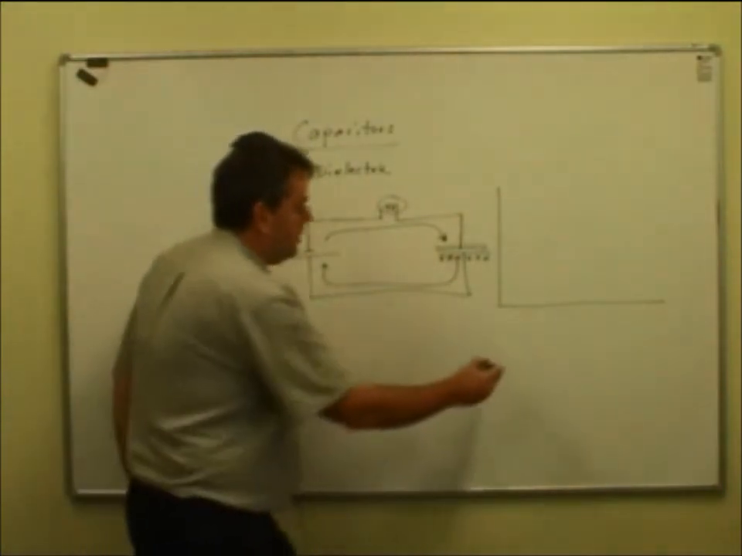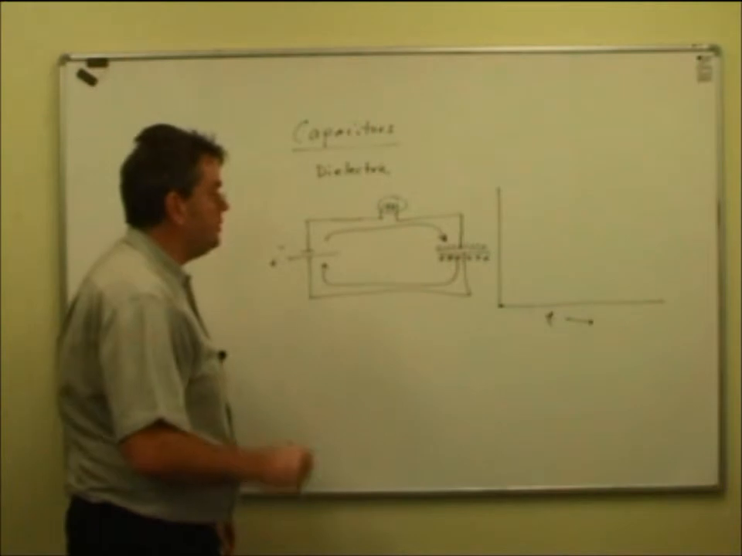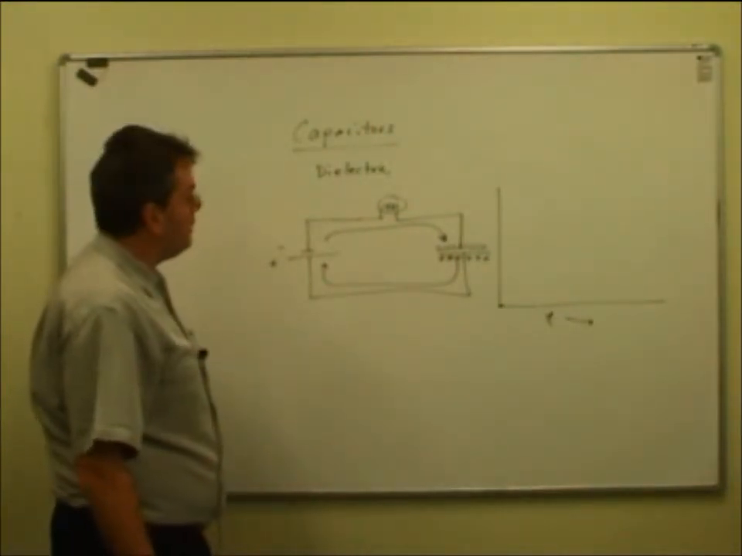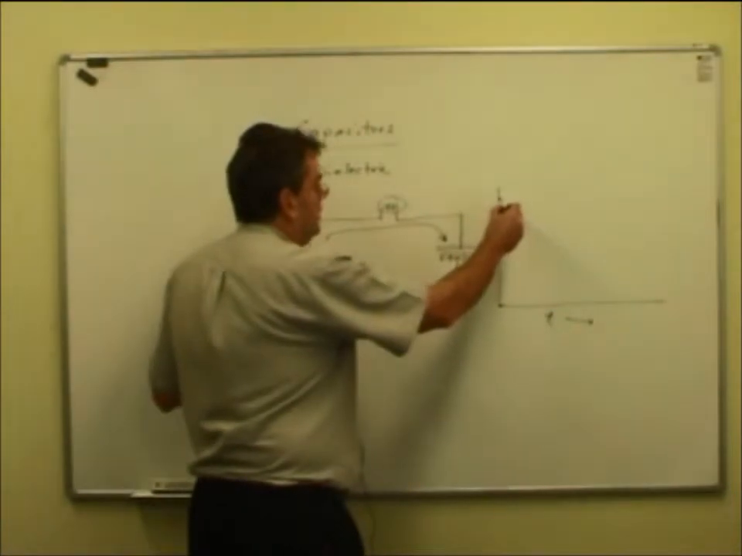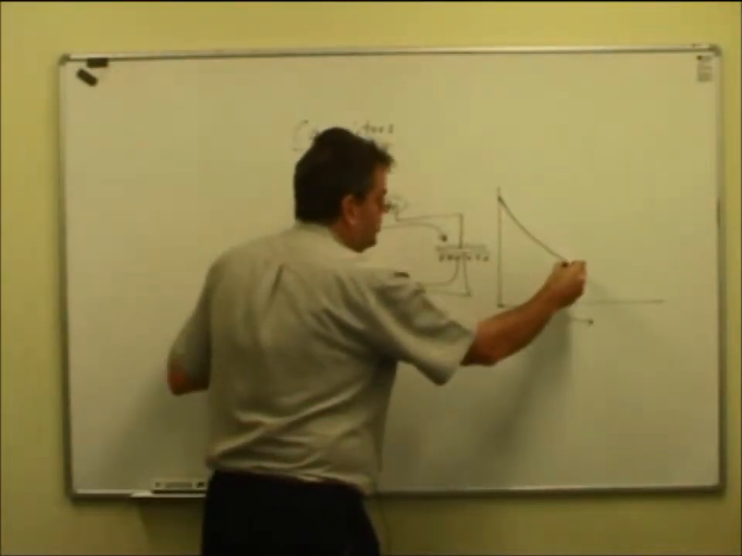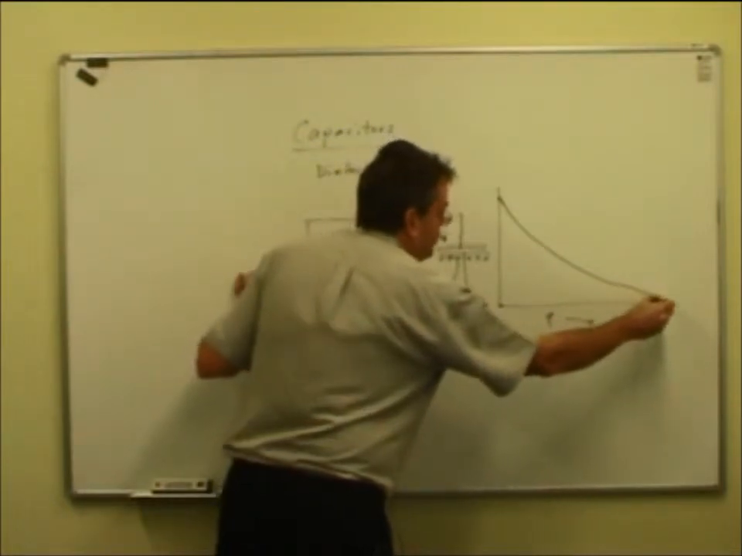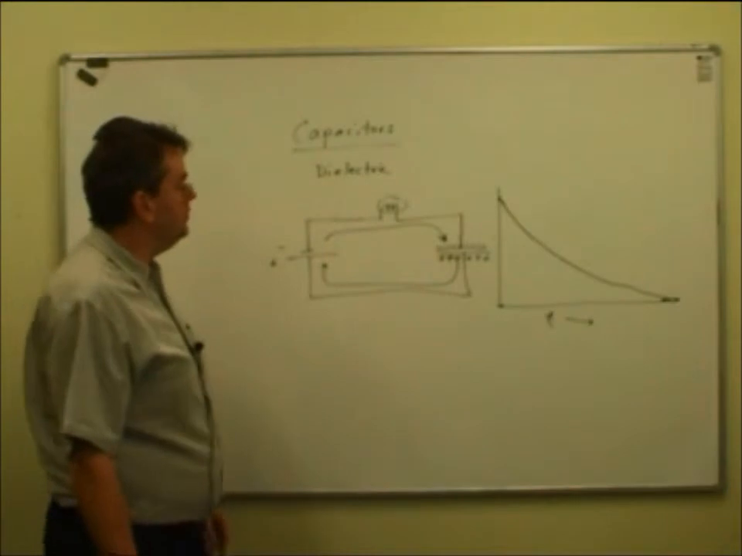So I've got time running along here, and that point here is when the switch is closed. What happens initially is current will flow from the battery, into the capacitor through the bulb, and as it charges up, it falls off down to nothing over a period of time.